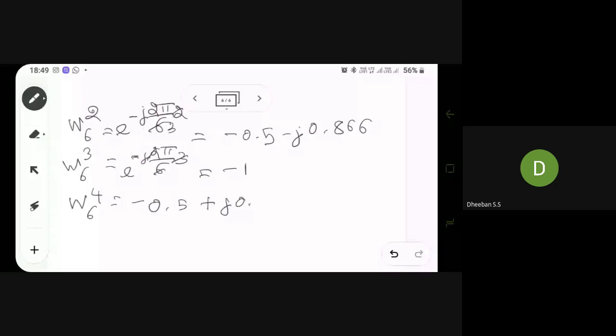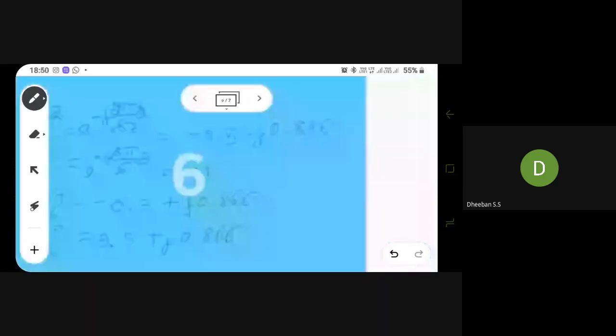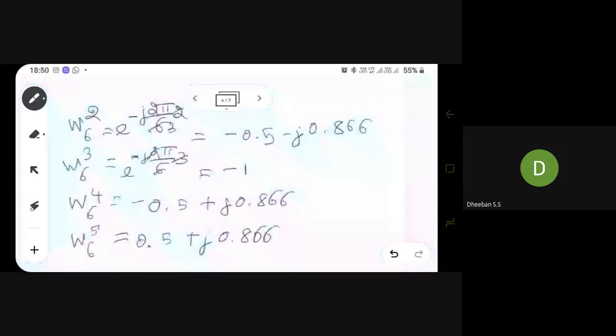Then W6 of 5, which will be equal to 0.5 plus j 0.866. I think you're clear with this. So these are the twiddle factor values which you have to know in order to find the output using the butterfly diagram.